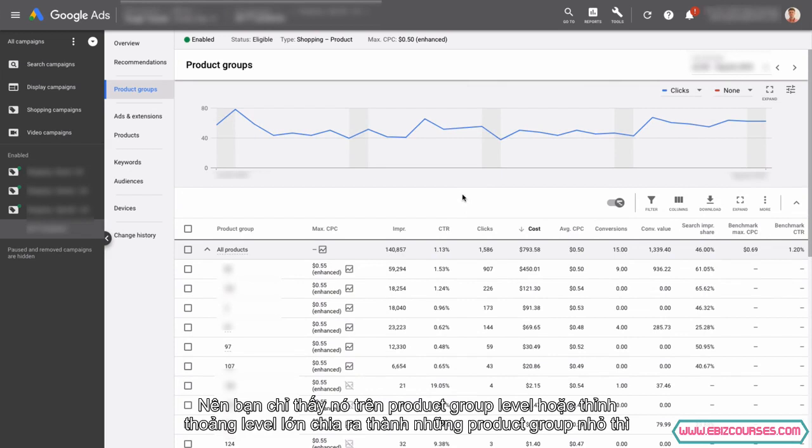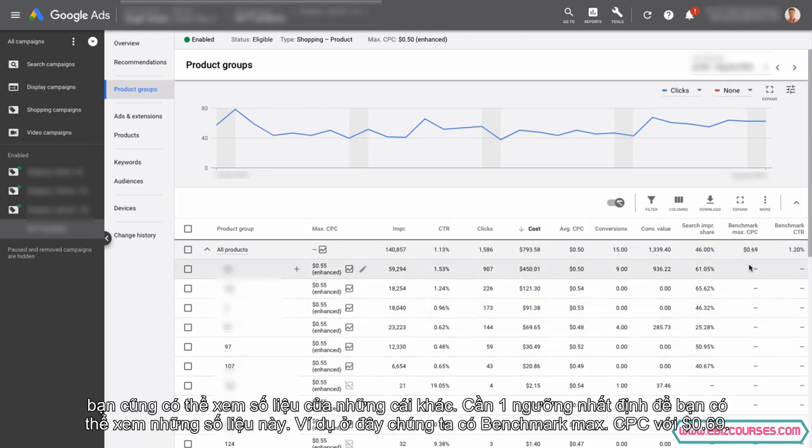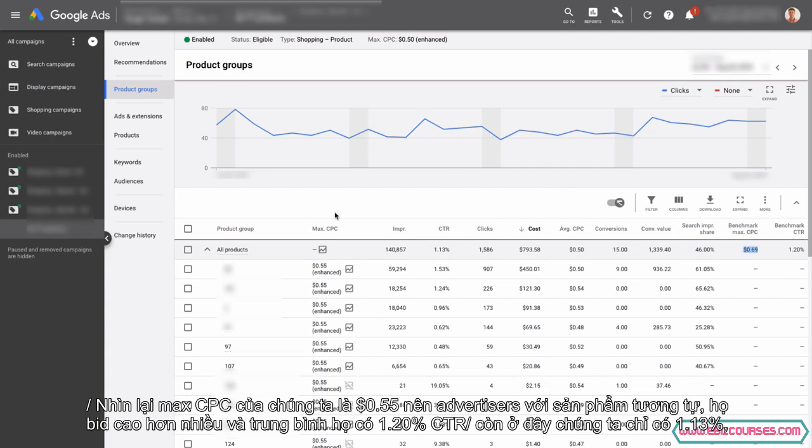You can see this only on the product group level, and sometimes, like here, we can see it at the big level, but sometimes also if your product group is subdivided into multiple sub-product groups, you can actually see these metrics for those other ones as well. But there's a certain threshold that you need to see these metrics. So here, for example, we have the benchmark max CPC of $0.69. When we look at our max CPC, we see that it's 55.